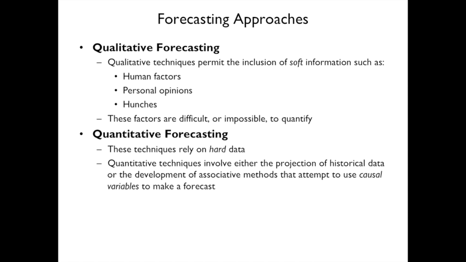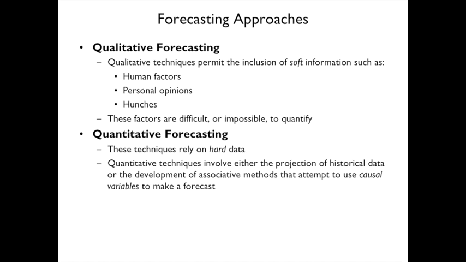So there are a couple of forecasting approaches. The first is qualitative forecasting, and the second is quantitative forecasting. Qualitative forecasting includes soft data, soft information, things like human factors, personal opinions, hunches. I have a hunch that tomorrow we won't have as many. I don't know why that is, but my hunch seems to be right. These factors are difficult or impossible to quantify. You can't put a number on it.